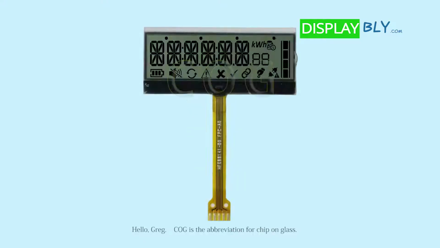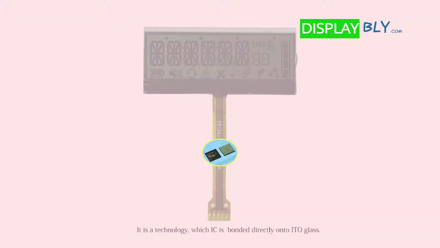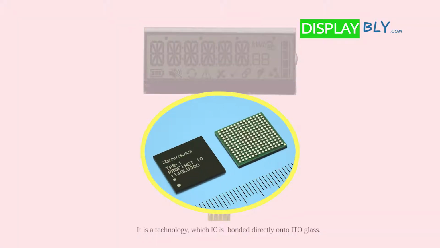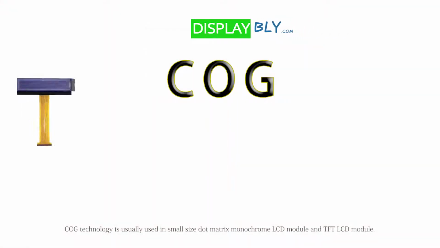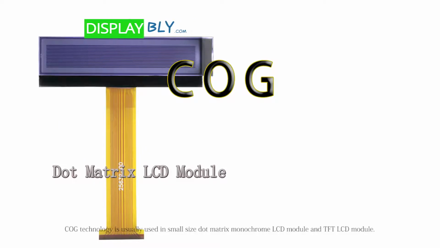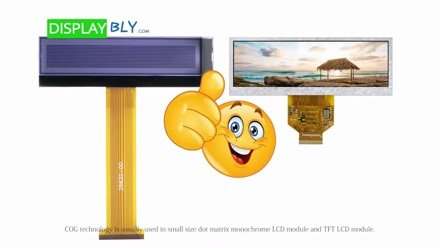Hello, Greg. COG is the abbreviation for chip on glass. It is a technology in which the IC is bonded directly onto ITO glass. COG technology is usually used in small-sized dot matrix monochrome LCD modules and TFT LCD modules.